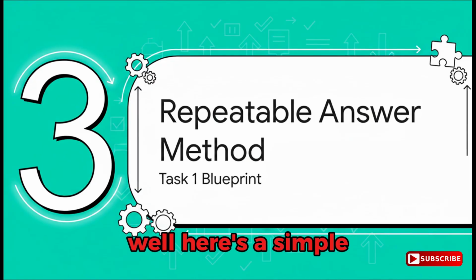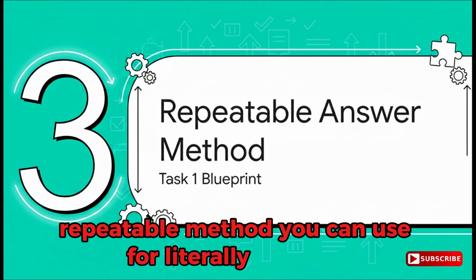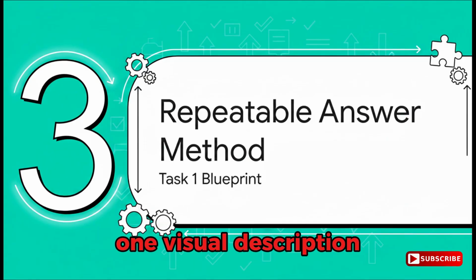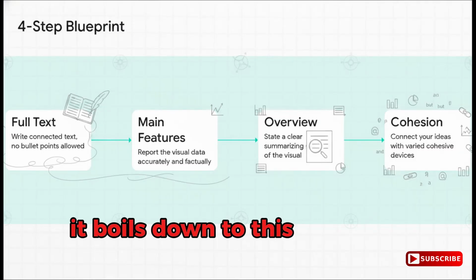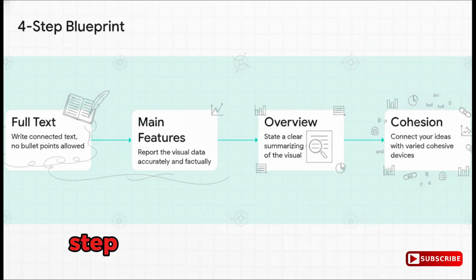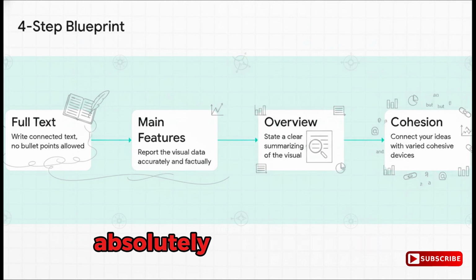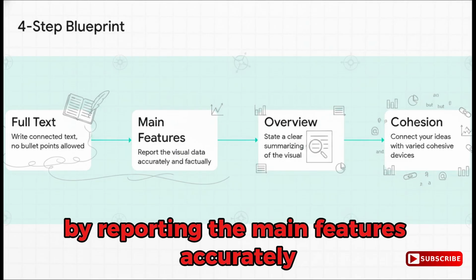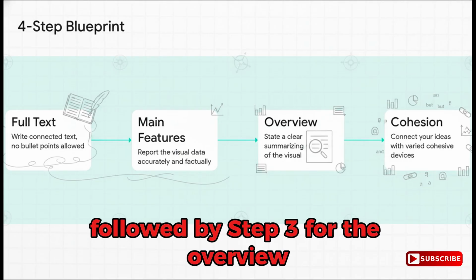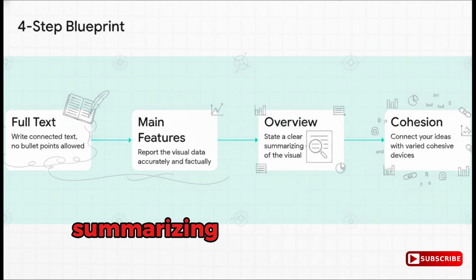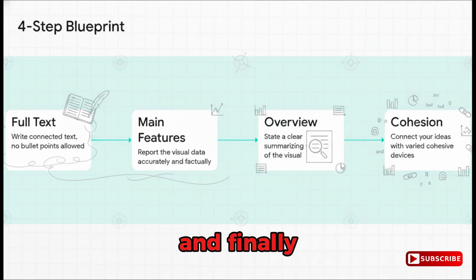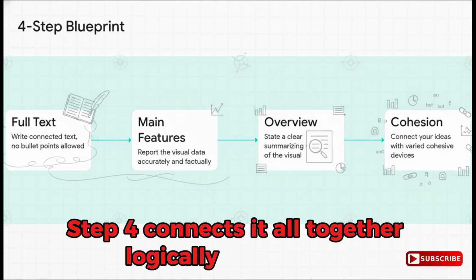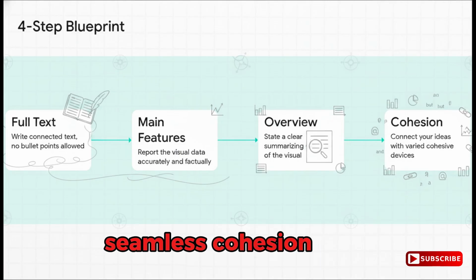Well, here's a simple, repeatable method you can use for literally any Task 1 visual description. It boils down to this 4-step answering method. Step 1 establishes your format. Write in full, connected text. Absolutely no bullets. Now, Step 2 ensures task achievement by reporting the main features accurately. Followed by Step 3 for the overview. You have to state a clear, summarizing overview of the visual. And finally, Step 4 connects it all together logically with varied, seamless cohesion.